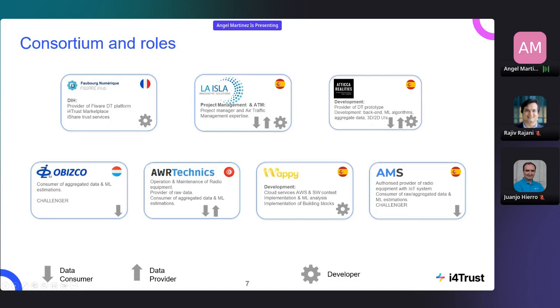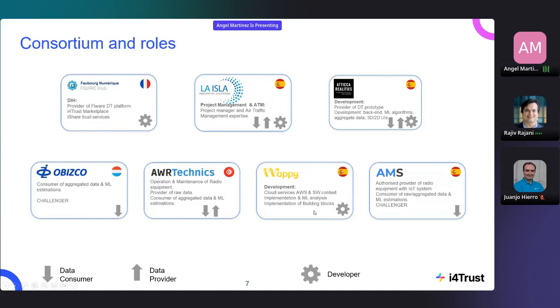We have Obisco. Obisco will be the consumer of aggregated data and machine learning estimations and challenge our conclusions. It's a Luxembourg company with over 20 years in the air traffic management system. AWR Technics is operation and maintenance. So they will operate the radio and input into the engineering, and they will be provided raw data and aggregated data. They're based in India.